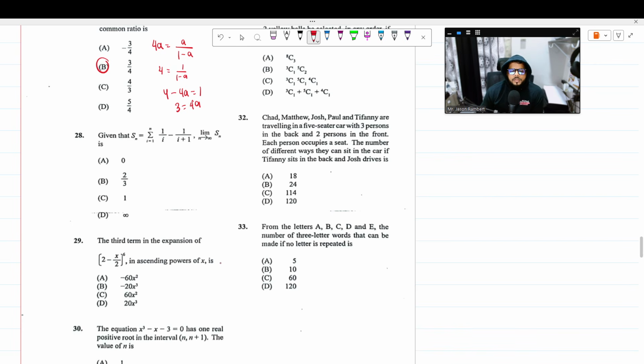This one was a repeat question. We have to use the method of differences to figure out what this is, and then we will tend n to infinity.